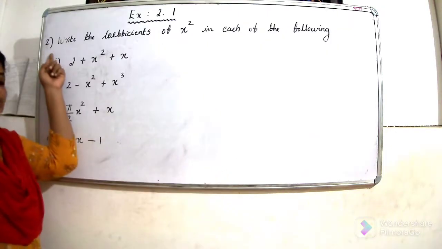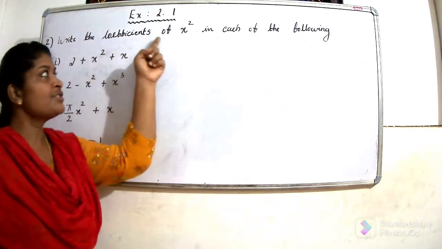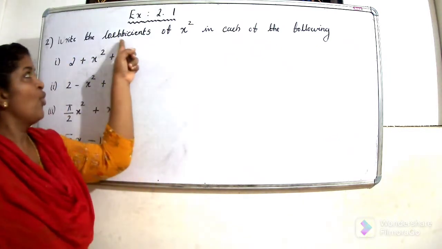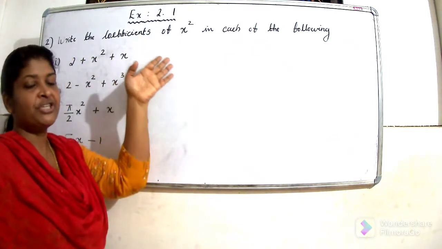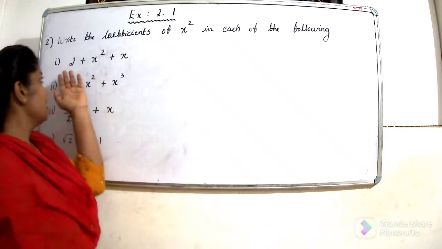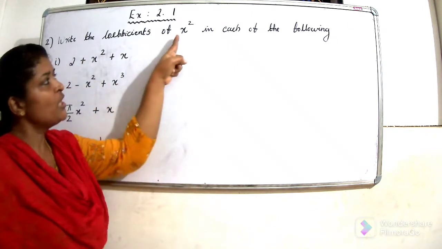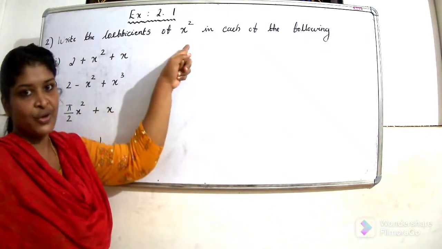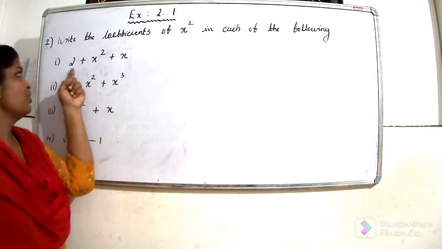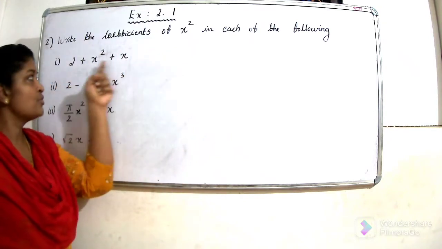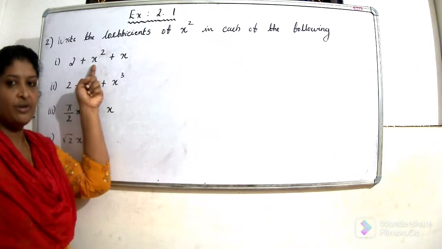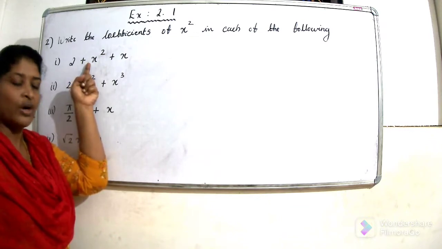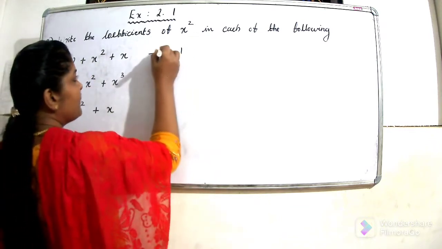Okay. Question number 2. Write the coefficients of x square in each of the following. So what is a coefficient? Coefficient means the numerical value. Here we need only x square's numerical value. That means we have to write only the coefficient of x square. So let us check. In the first one, 2 plus x square plus x. The x square term, this one, has no numerical value given here. So it means 1. So its answer is 1.